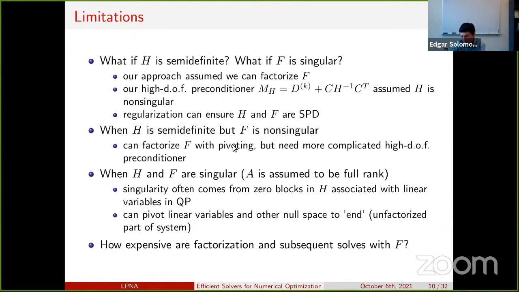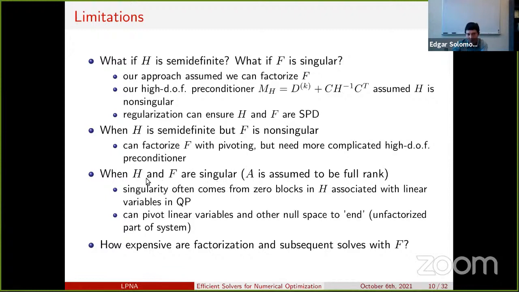But we're working on developing adaptations of this approach to the other cases. In particular, there's at least two major cases we can consider. One is when H is semi-definite, but overall f is non-singular. F also contains A, and in a sense that matrix A can make the overall matrix non-singular. In this case, we can still factorize f. We just need to perform pivoting, and we can actually still have a high degree of freedom preconditioner. We just need to use a more complicated derivation and get a term that is somewhat more complicated to compute.